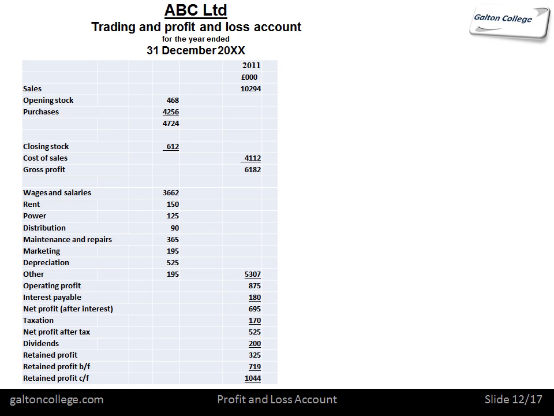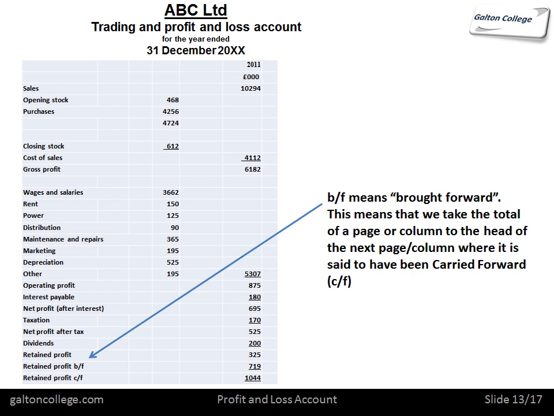The retained profit brought forward, BF, is 719. That's brought forward from a previous time period. So the retained profit carried forward, the retained profit CF, in other words, the retained profit from now on until the next set of accounts is 1,044. BF means brought forward. This means that we take the total of a page or column to the head of the next page or column where it is said to have been carried forward.